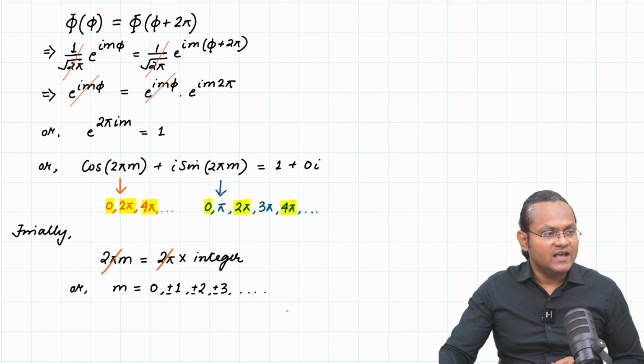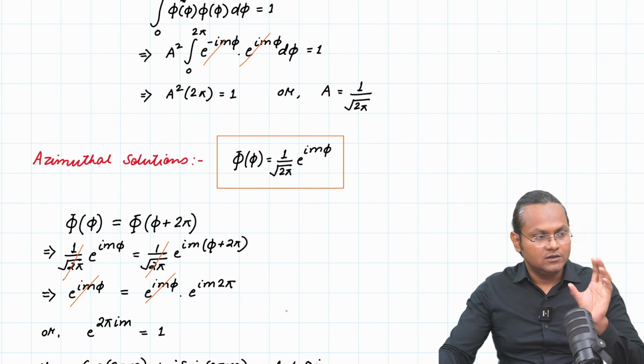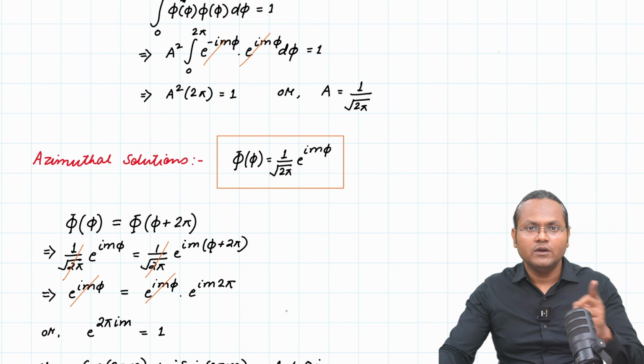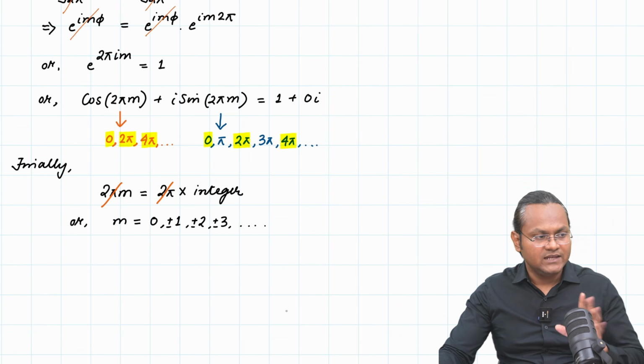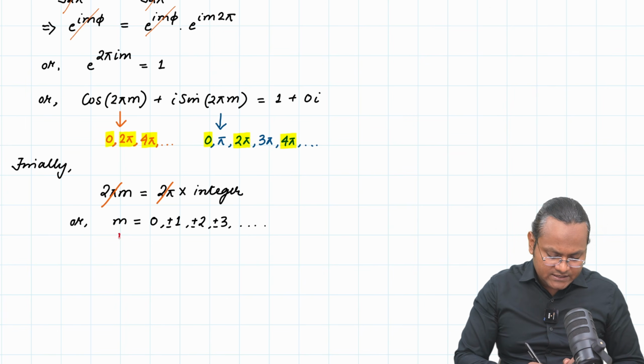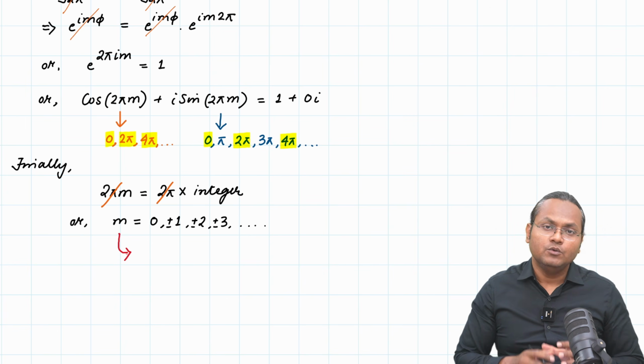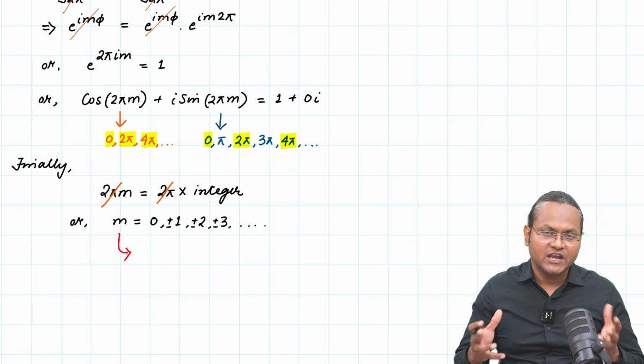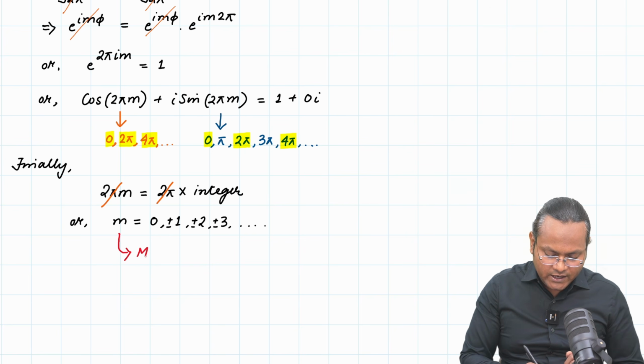We have obtained the azimuthal solutions, which are that part of the wave function solution which only gives us information about the variation of the wave function along the equator, if we walk along the equator, which depends upon this particular quantum number m that can take values of 0, plus minus 1, plus minus 2, plus minus 3, etc. This is an important quantum number which is necessary to specify the state of a hydrogen atom, also known as the magnetic quantum number.